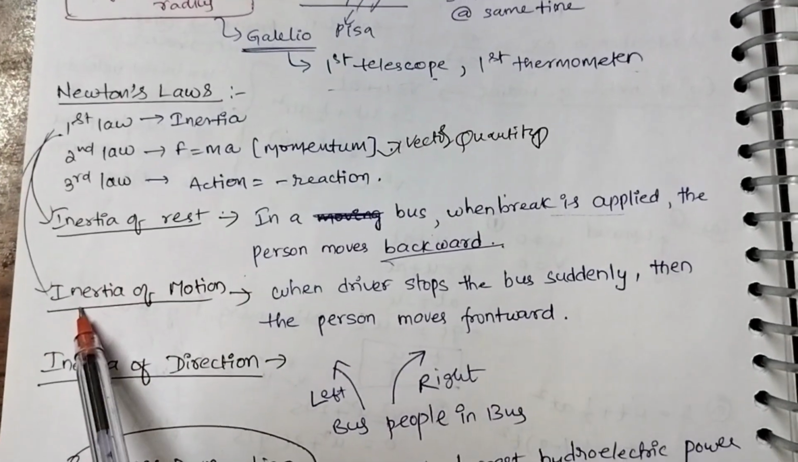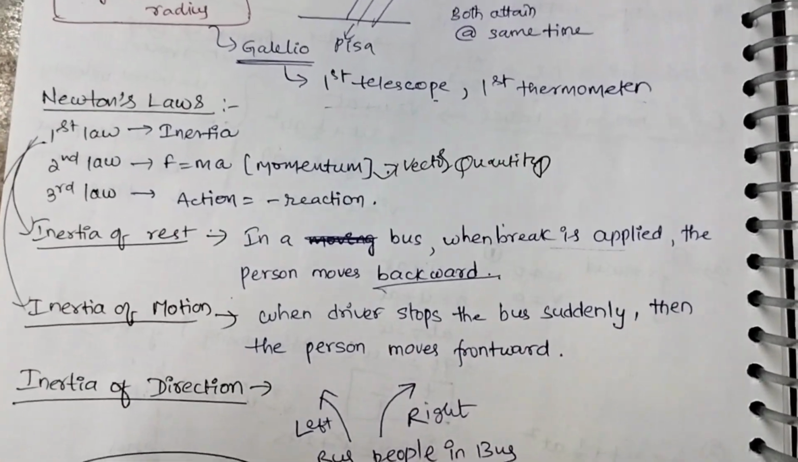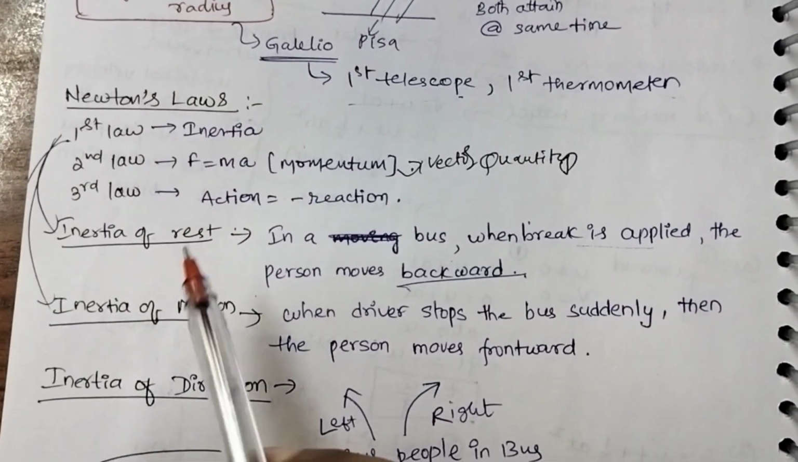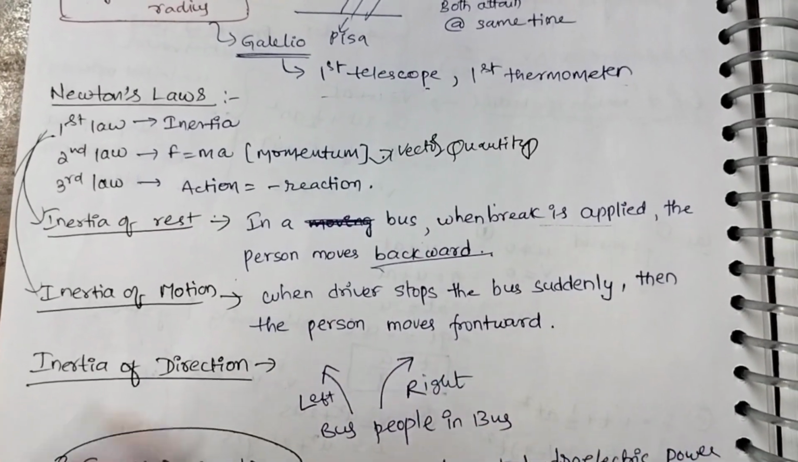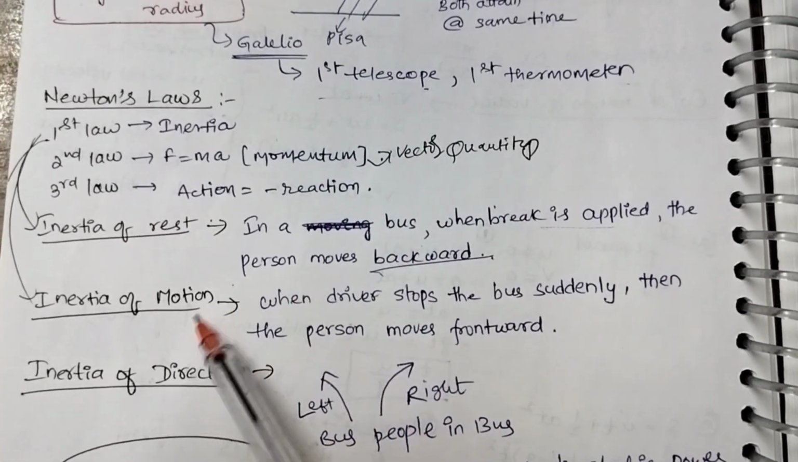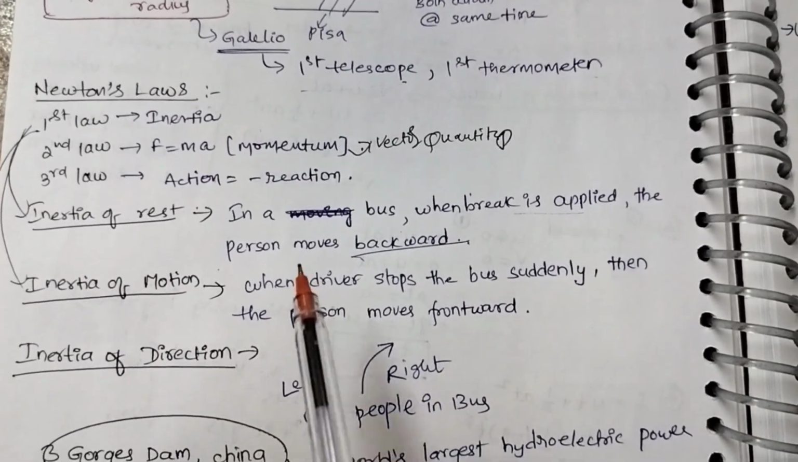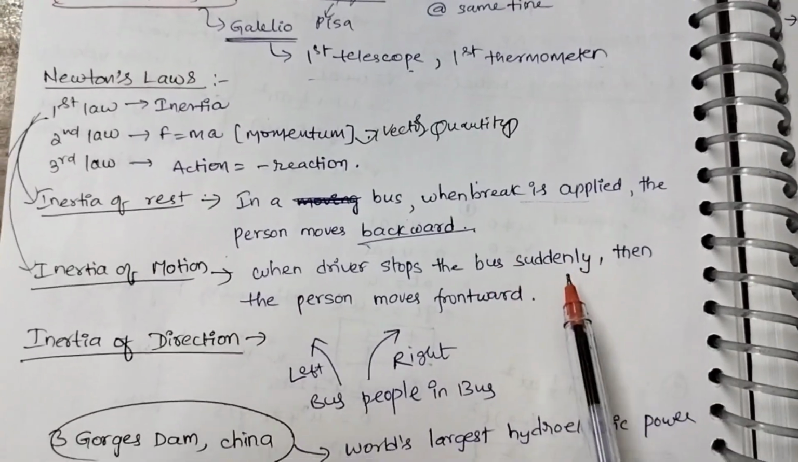When it comes to inertia of motion, when the driver stops the bus suddenly, the person moves forward. What is inertia of motion? Inertia of rest is the body wants to be at rest continuously unless or until some external force acts on it. Inertia of motion is the body always tries to be in motion even if any brake is applied.